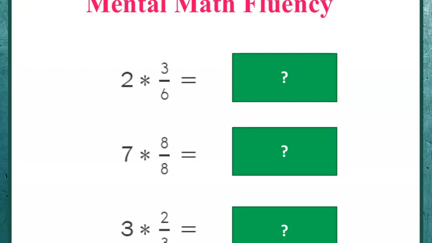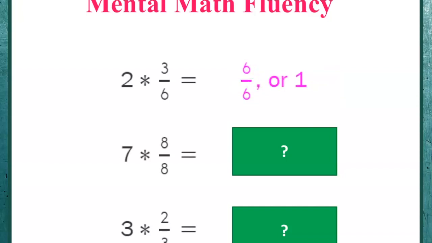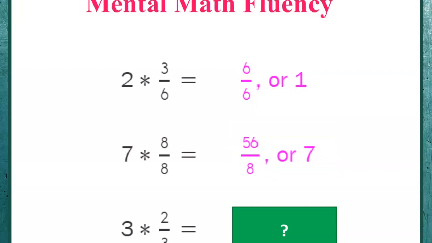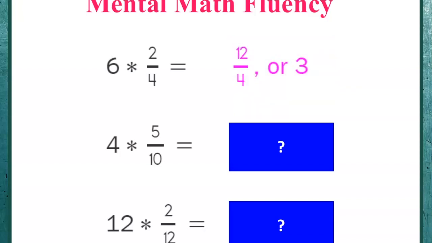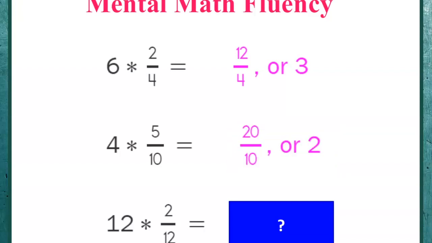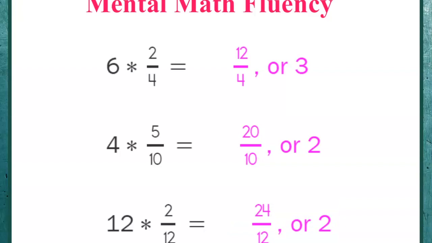So go ahead and complete these multiplication problems and then come check back. Okay, number one, you should have gotten 6/6 or 1 whole. The next one, you would have gotten 56/8 or 7 wholes. And the next one, you would have gotten 6/3 or 2 wholes. Go ahead and try these three. Check back when you're ready. The first one, you would have gotten 12/4 or 3 wholes. The next one, you would have gotten 20/10 or 2 wholes. The next one, you would have gotten 24/12 or 2 wholes.